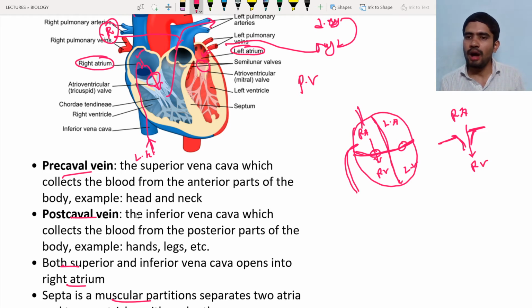Okay, so the opposite direction movement will be prevented. Why? Because these are only one way valves. One way valve means it only allows the blood from the right atrium to the right ventricle, but not in the opposite direction.